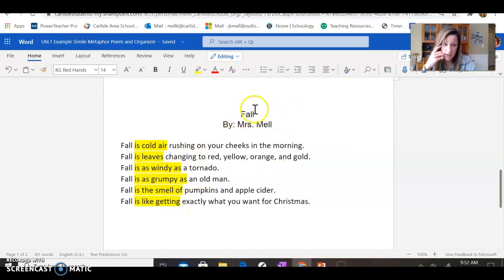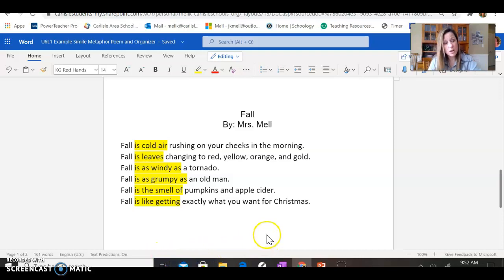So you can see I have my topic at the top of my page, and this is my poem. Fall is cold air rushing on your cheeks in the morning. Fall is leaves changing to red, yellow, orange, and gold. Fall is as windy as a tornado. Fall is as grumpy as an old man. Fall is the smell of pumpkins and apple cider. Fall is like getting exactly what you want for Christmas.